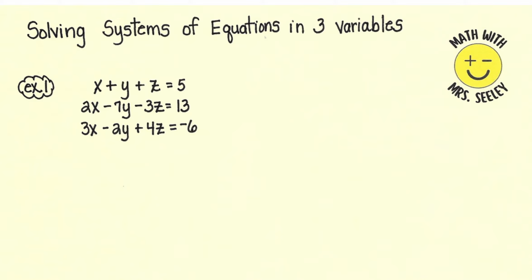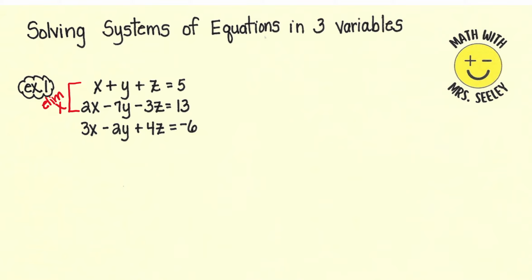Solve a system of equations in 3 variables. The first thing you have to do is choose a variable to eliminate. It's your choice, the x's, the y's, or the z's. I'm going to choose the top 2 equations, and I'm going to eliminate the x variable.